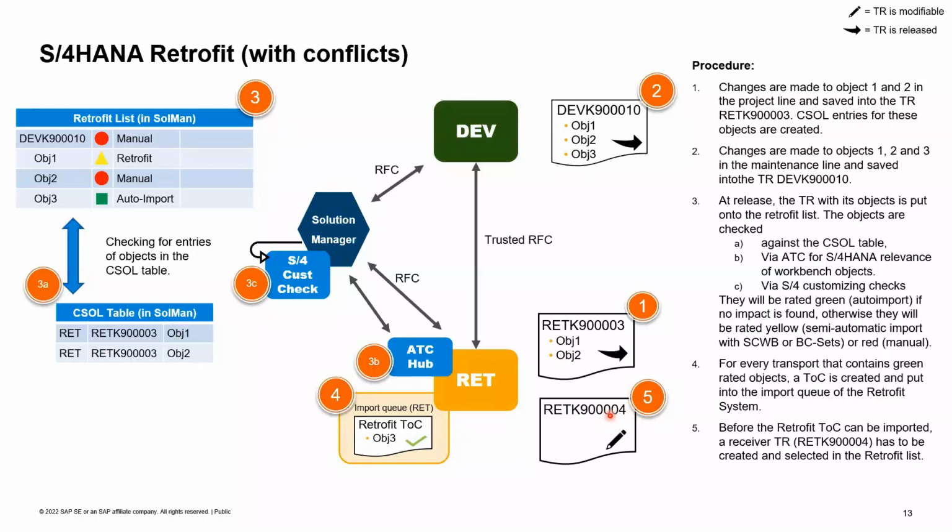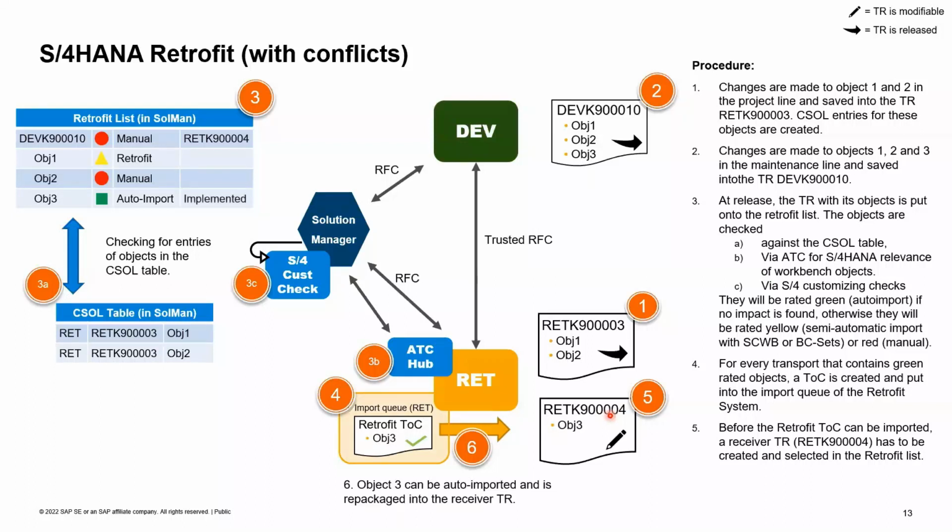Important is also that during the retrofit process, we will change the originality of the system, which means from yellow to red in that sense. So now, if the receiver transport request is assigned, you can trigger the import of the TUC, because this will also be the receiver transport for the yellow case and also for the red case. So now the import will be triggered, the import will be done in the retrofit system, and now you have the object 3 on the transport request number 4.